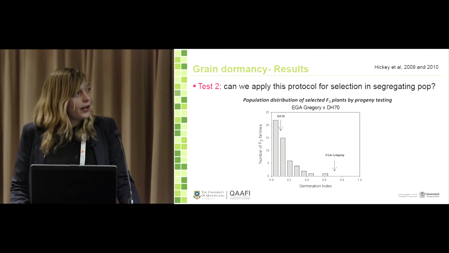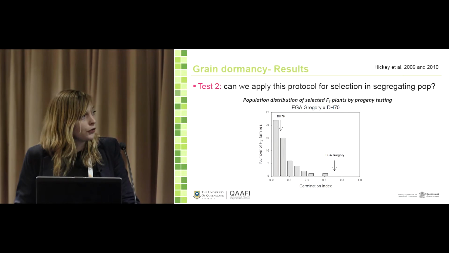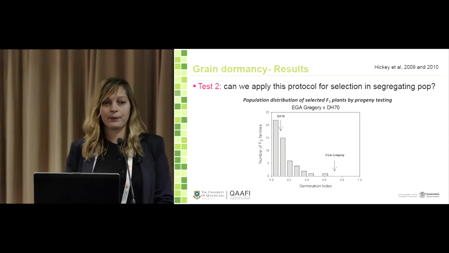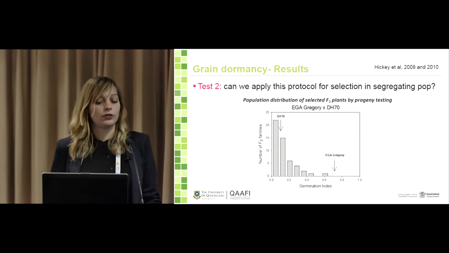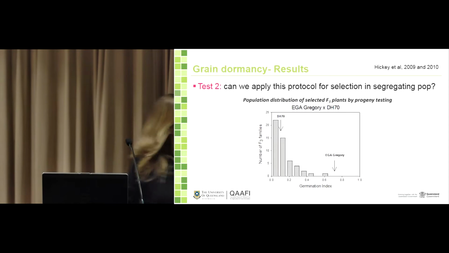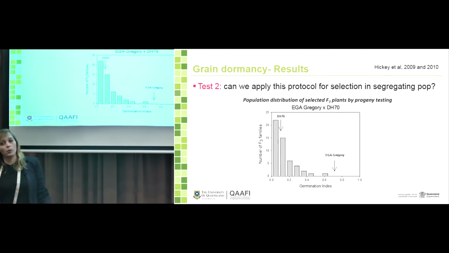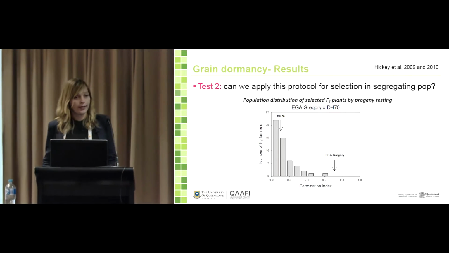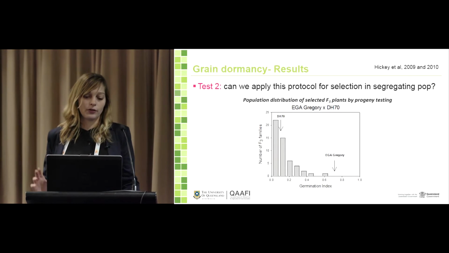And so this is the result for one of the population. You have the germination index and the number of F3 family. And as you can see, we have this nice shift towards the dormant. So here is the germination index. So basically the lines here are dormant. So we were able to select for grain dormancy in a segregating population. And we had these results in the 7 crosses.